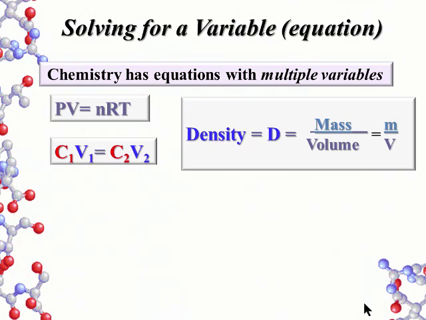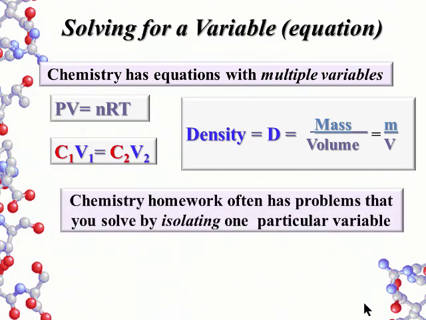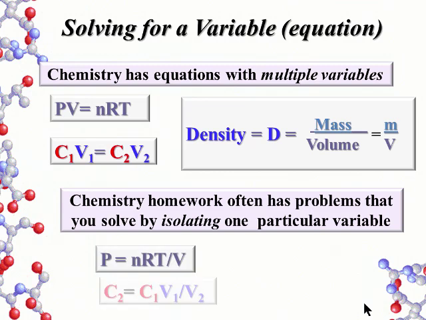Chemistry homework often has problems that you solve by isolating a particular variable and plugging in numbers for the other variables. For example, a problem might ask you to solve for pressure, P, in the gas equation, or for the dilution concentration, C2, or maybe volume, V, in the density equation.